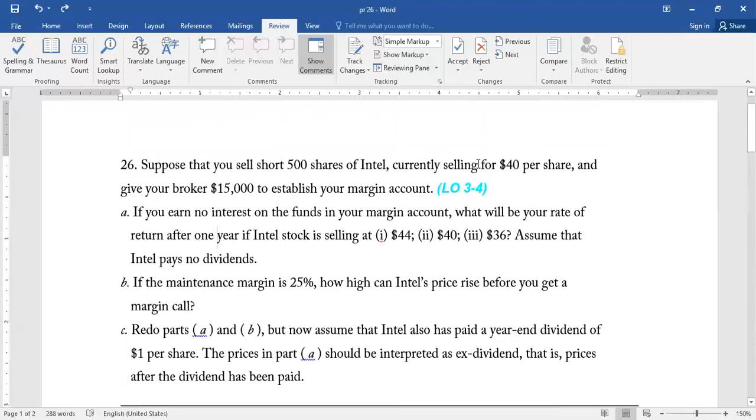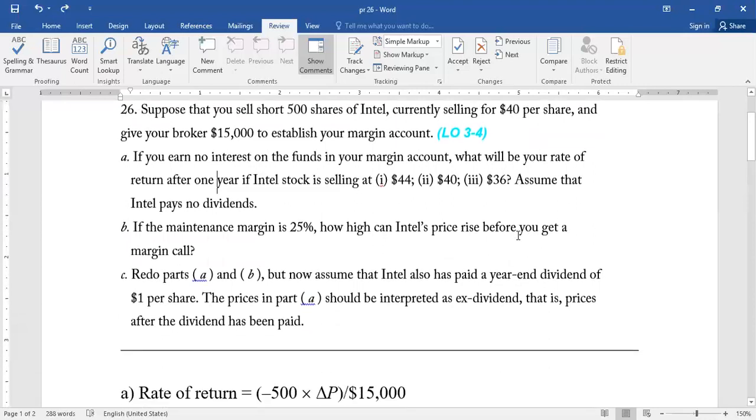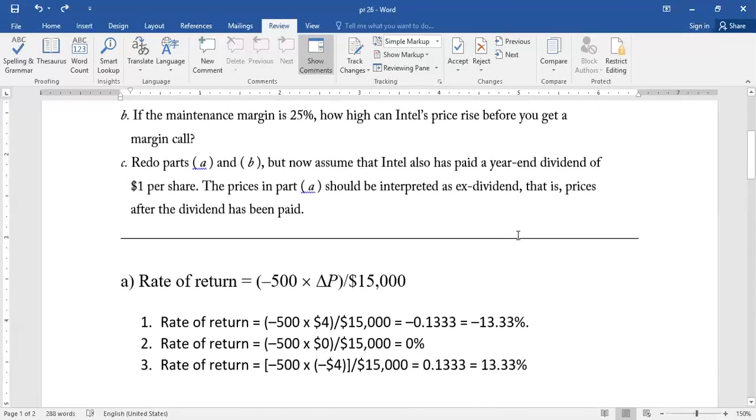Currently, the stock is selling for $40. One year from now, which is part 3 of part A, the Intel stock is selling at $36. So I have a $4 decrease in the price of Intel. It dropped from $40 to $36. So I have a $4 decrease. A $4 decrease is minus $4.